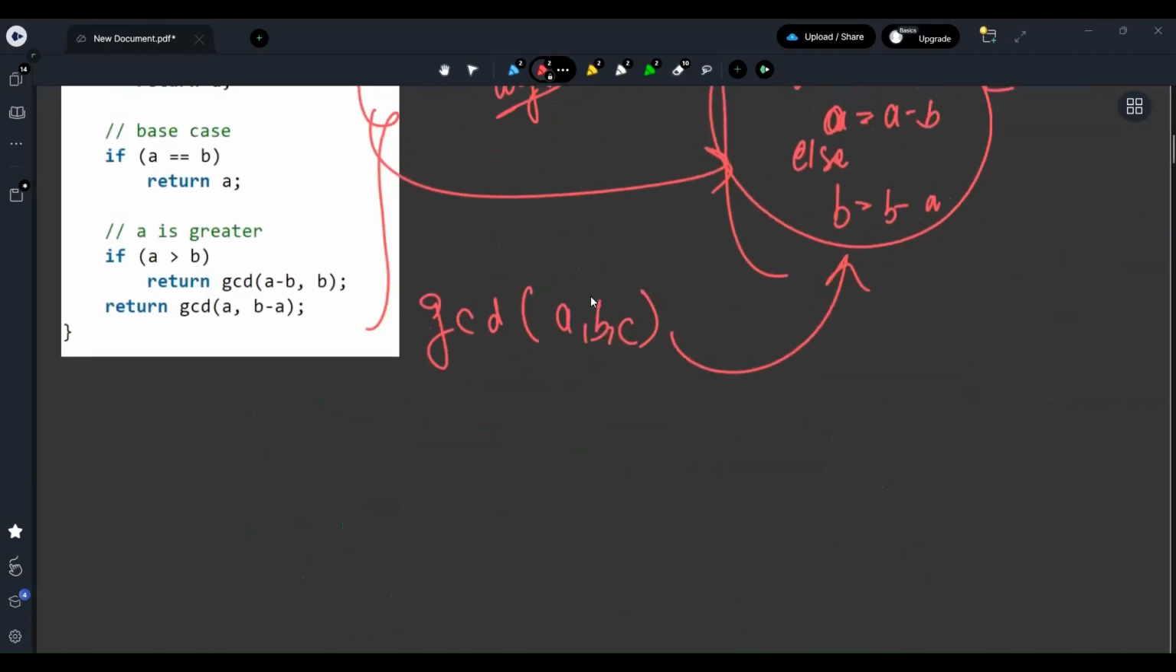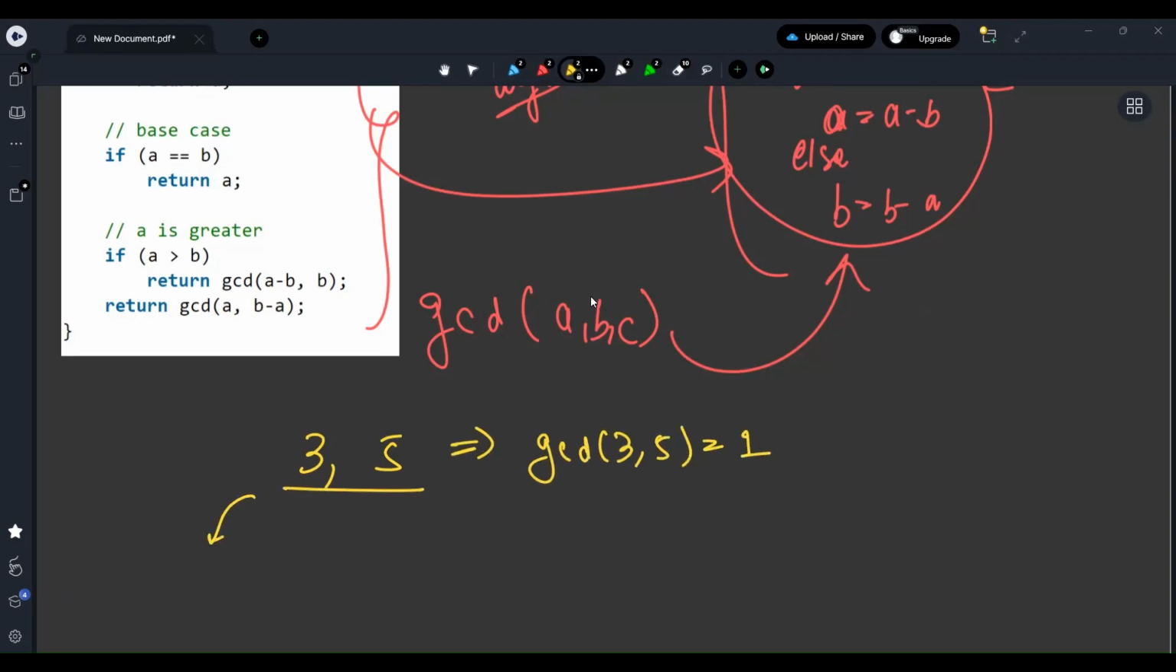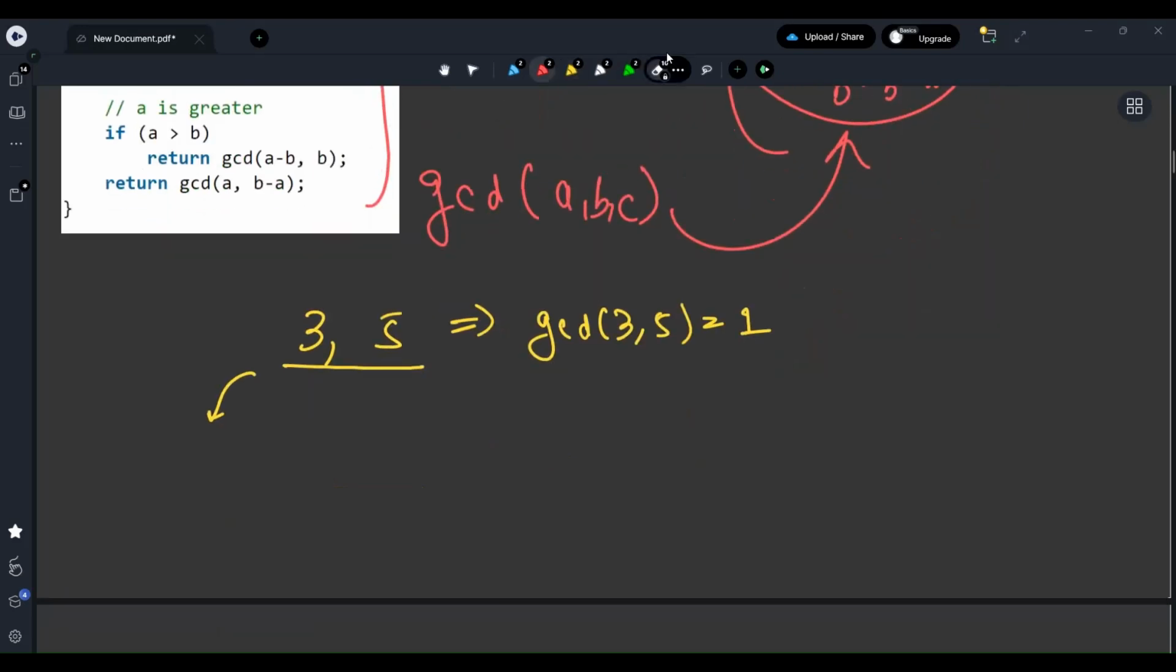Okay. So let's understand, let's say we have 3, 5. Now, if I find the GCD of 3, 5, it will be 1. What will be the hidden implementation? 5 will be greater than 3, it will become 2 because 5 minus 3 is 2. Similarly, 3 will be greater than 2, 3 will become 3 minus 2, that is 1. Okay, 1, 2. Now, similarly, 2 will be greater than 1, it will become 1, 1.